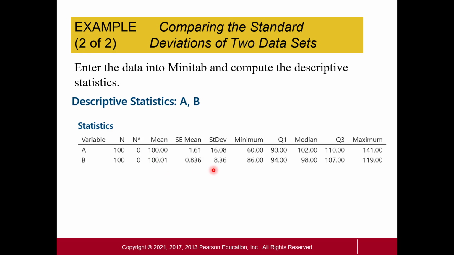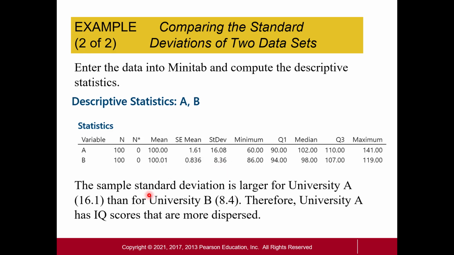And so our standard deviation for University A is actually 16.8, and the standard deviation for University B is 8.3. So the sample standard deviation for University A is larger than University B. And so the IQ scores of University A were more dispersed, or spread out. And we can tell that visually from the histogram when we looked at it.